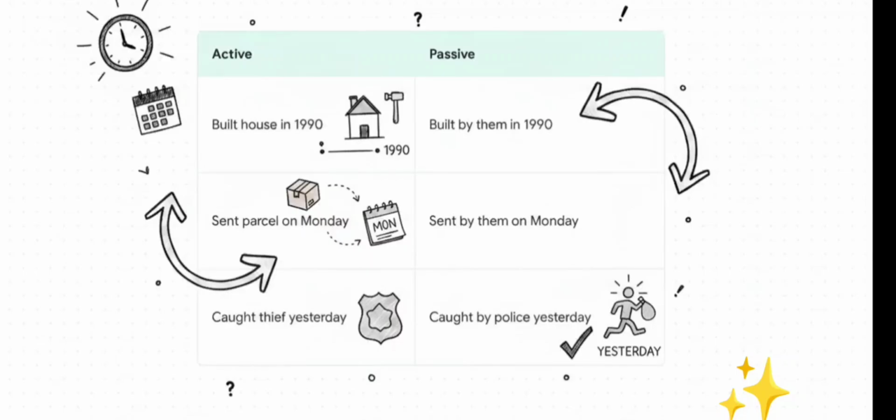Next, they sent the parcel on Monday. The subject they and object the parcel jump positions. The verb sent becomes was sent, resulting in the parcel was sent by them on Monday. Finally, the police caught the thief yesterday. The subject, the police, trades places with the object, the thief, and the verb caught converts to was caught. This gives us the thief was caught by the police yesterday. The core takeaway here, the subject-object flip and verb transformation remain perfectly constant. Those time markers, they just come along for the ride.